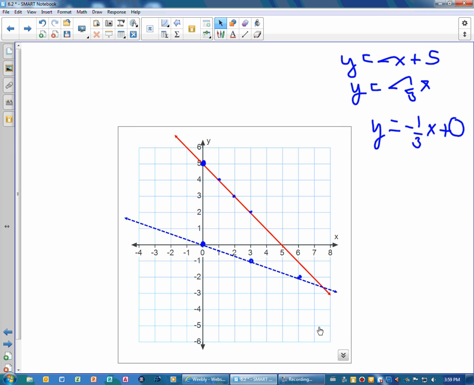Okay, so now think about this. Because I have two lines, think about the zones that I have on my graph. I have here, I have here, I have here, and then if I continued off my graph, I'd have this section in here. Now remember that my solution set is the set of integers.